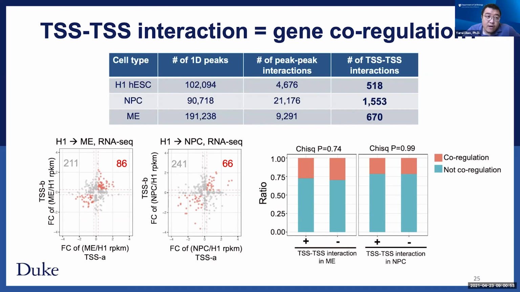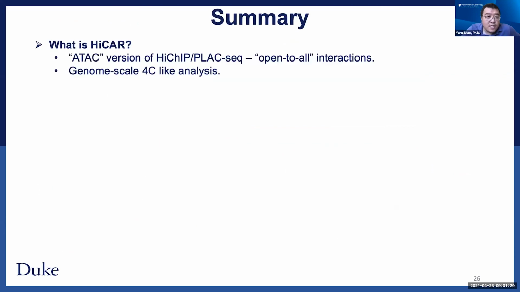And because we also have matched HiCAR data from NPC and ME, we know how many of the gene pairs retain their interaction and how many of them lost their interaction. And we did a chi-square test, and we found that actually the TSS-TSS interaction is not correlated with co-activation or co-inactivation of the gene expression during differentiation. So this is a summary.